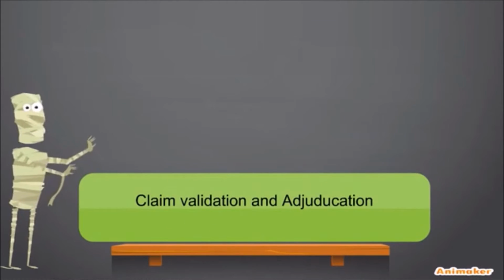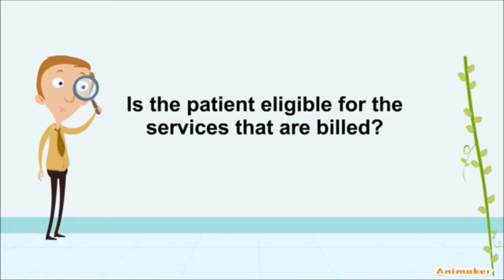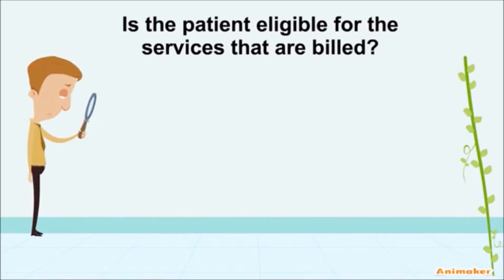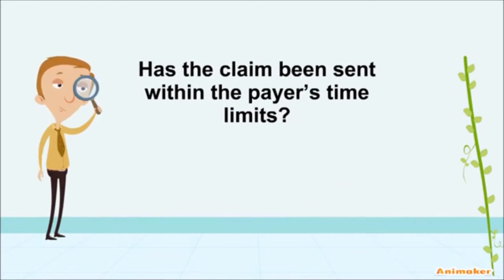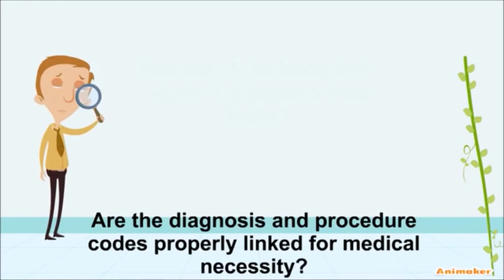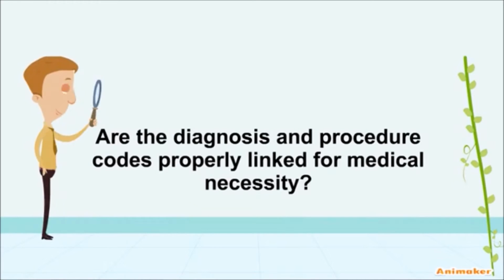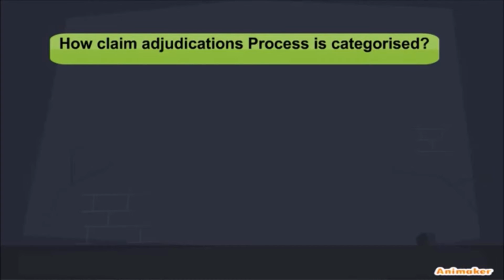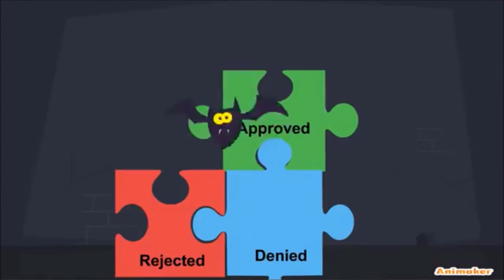Claims are then validated and adjudicated at the insurance provider's end. Eligibility criteria used for claim validation are as follows. Number 1, is the patient eligible for the services that are billed? Number 2, has the claim been submitted on time? Number 3, are the diagnosis and procedural codes properly linked for medical necessity? Claim adjudication is categorized as approved, rejected, or denied.